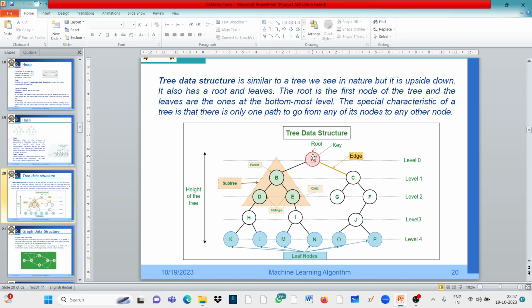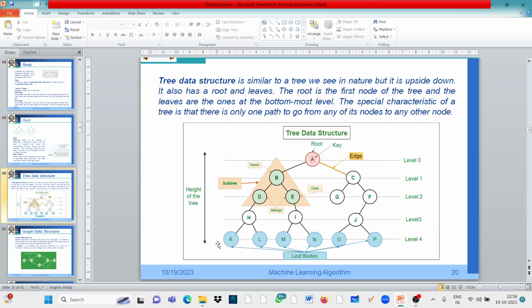This node we call the root, and inside the circular node some value is written, like A, B, C, D. Sometimes some number can be written also. This we call the key. This is the left subtree and this is the right subtree. Similarly, B is a parent, D and E are its children, and C is the parent of another subtree, and so on.